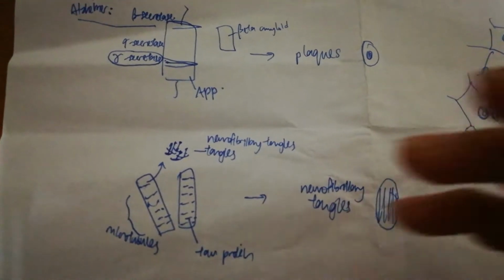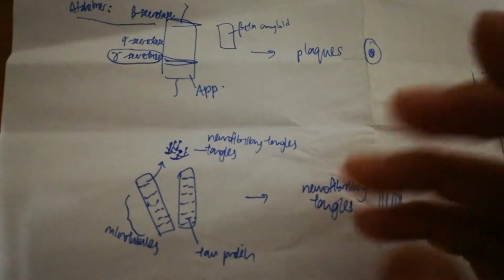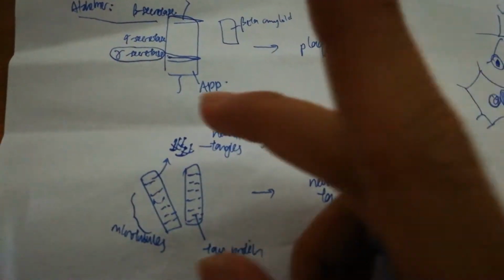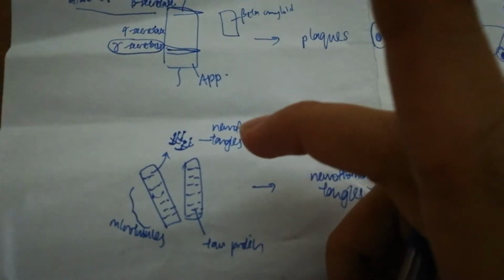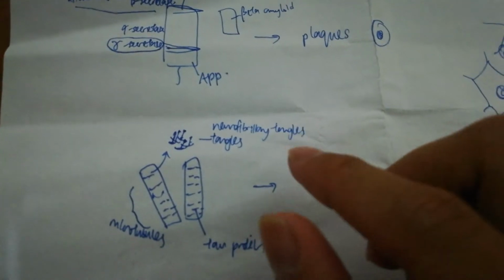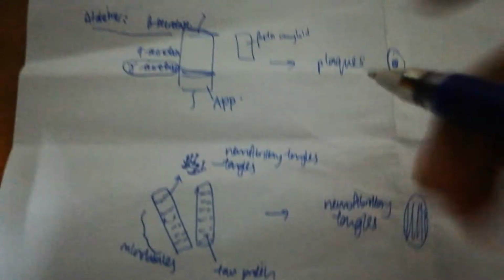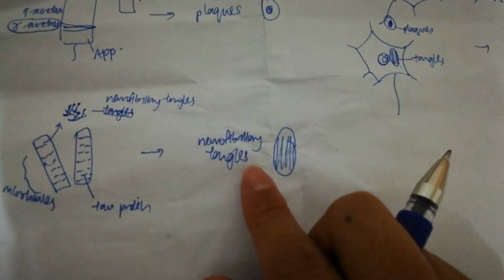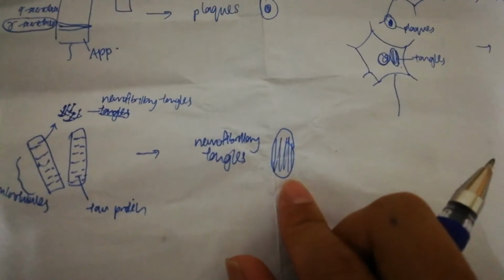and then because it receives the phosphate group, it is going to alter in structure, and then it is going to free itself from the microtubule, and it is going to be tangled around with other tau protein, and they form the neurofibrillary tangles. Okay, so they form the neurofibrillary tangles. This is how it looks like, and then this will be how it looks like.